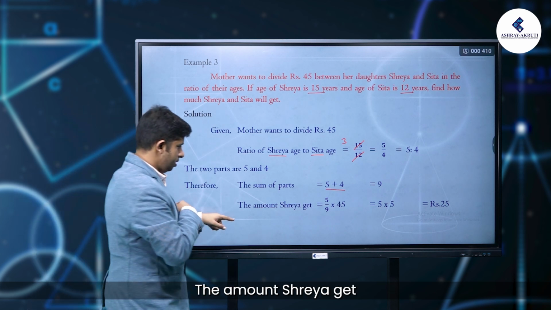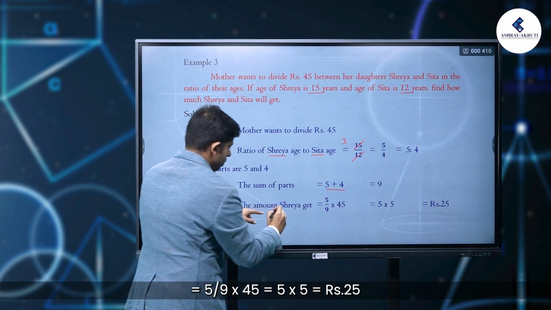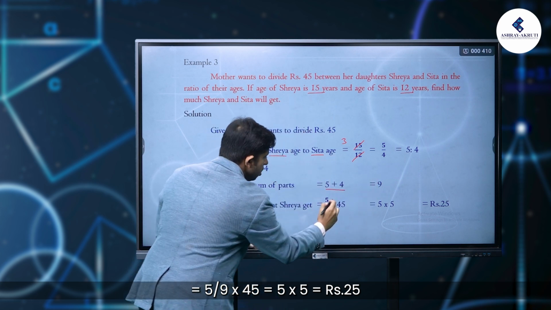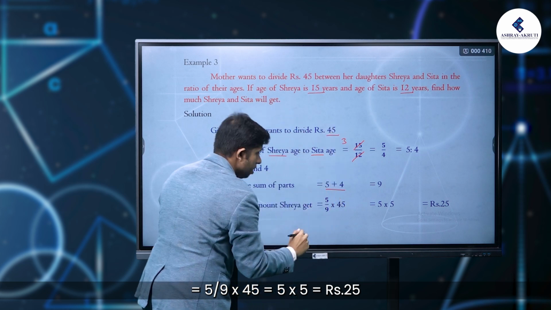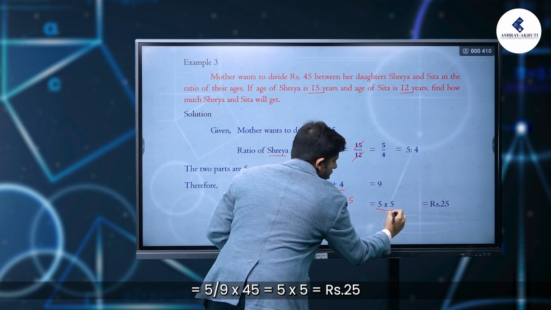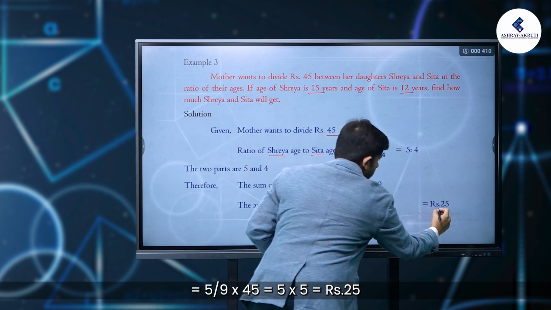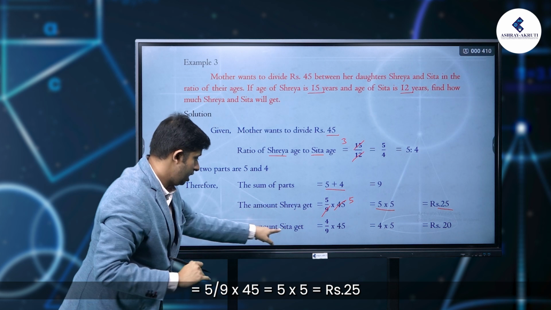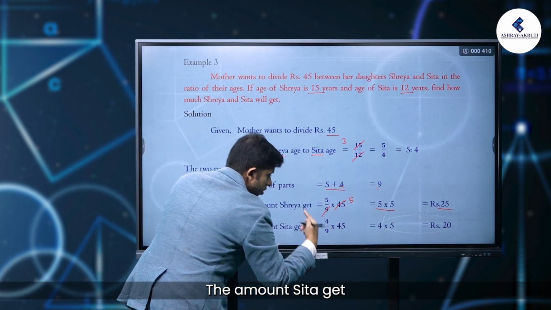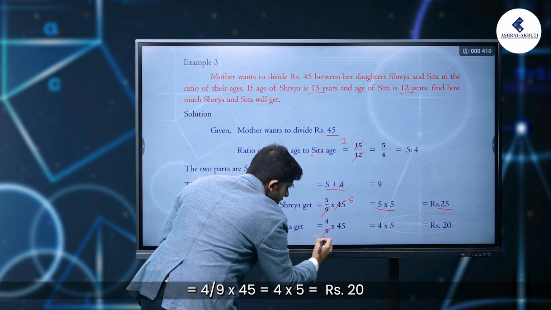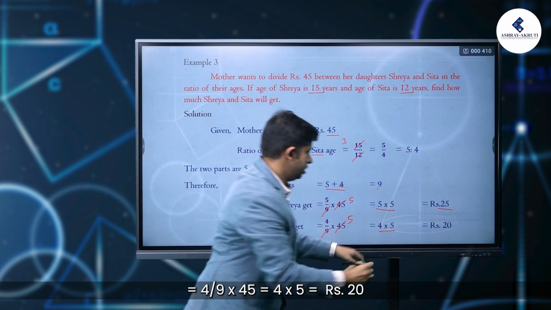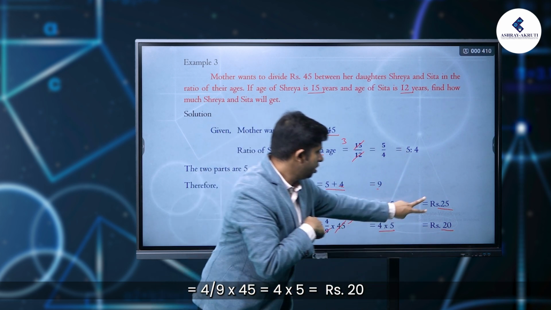The amount Shreya gets is equal to 5 by 9 into 45, which is equal to 5 into 5. That is equal to rupees 25. The amount Sita gets is equal to 4 by 9 into 45, which is equal to 4 into 5, that is rupees 20.